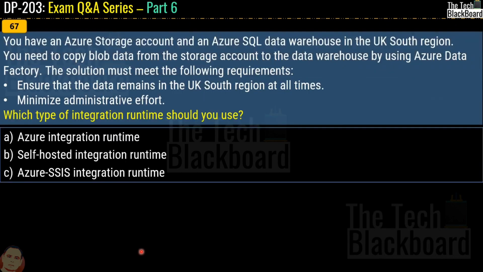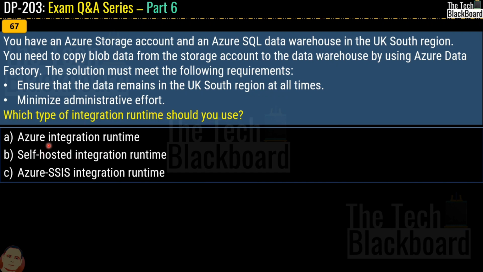Now let's move to question number 67. The question says that you have an Azure storage account and an Azure SQL data warehouse in UK South region. Now friends, you need to copy blob data from the storage account to the data warehouse by using Azure Data Factory. The solution must meet the following requirements. The first one is to ensure that the data remains in UK South region all the time. The second requirement is to minimize administrative effort. Which type of integration runtime should you use?